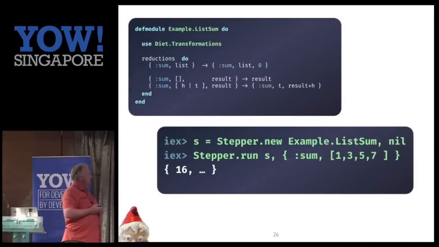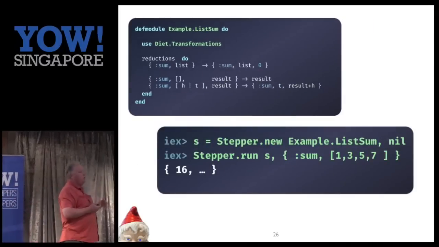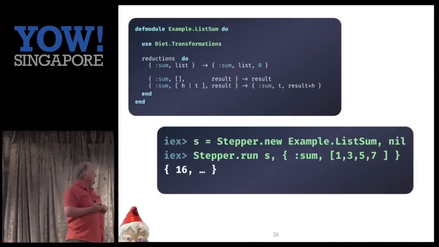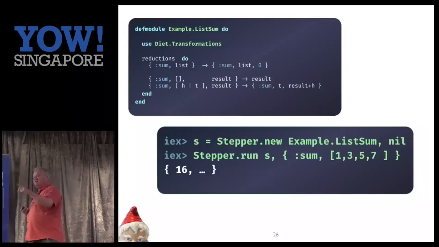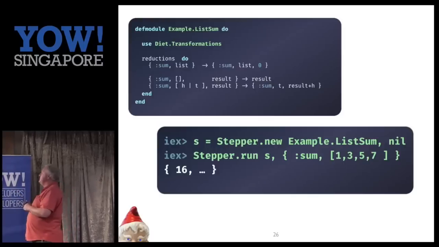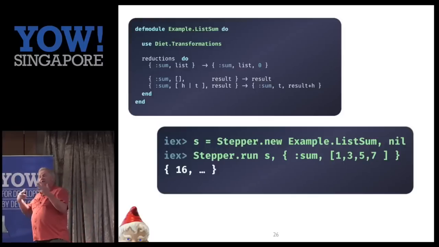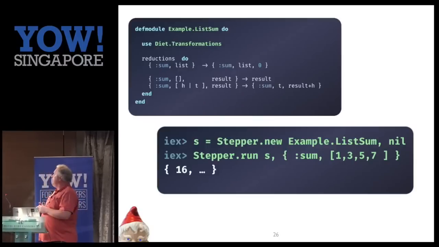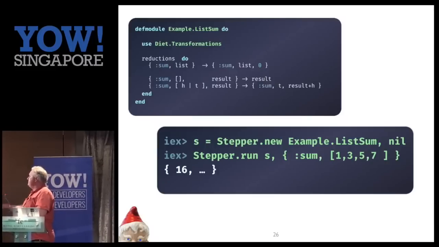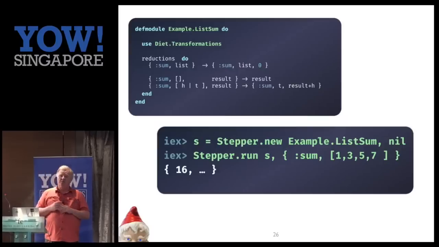So I can run that code, and to run one of these reductions, I have something called a stepper. All a stepper does is it goes in there and does that pattern match and produces the output, and then does that over and over again until it's finished. So here I create a stepper, and I do it on my module up there, which is example.listsum. The nil, ignore for now. And so if I run my stepper on sum1357, then I get the result 16.